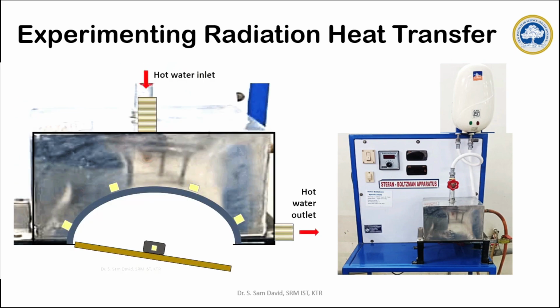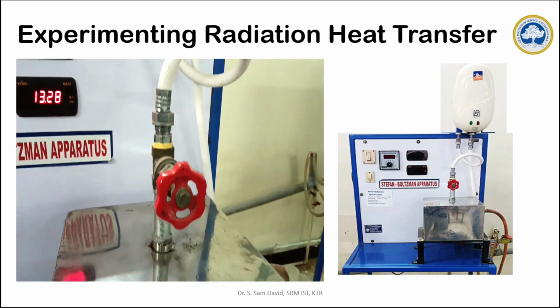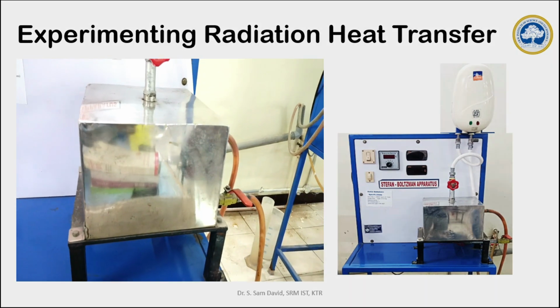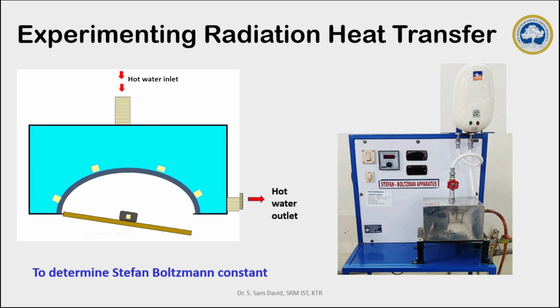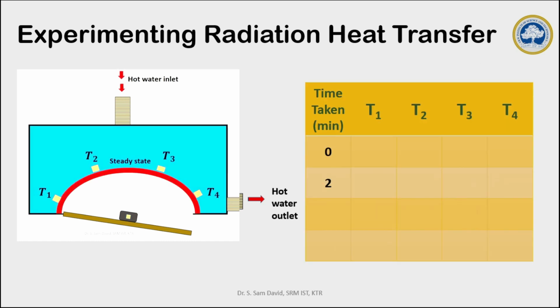The box is divided into two sections, separated by the hemisphere arrangement, in which hot water from the heater enters the top section. As it fills, the hemisphere region starts getting heated up. Due to the inlet and outlet flow of hot water, the water temperature is maintained in the top section. To find the temperature of the hemisphere region, 4 thermocouples were fitted at different locations.